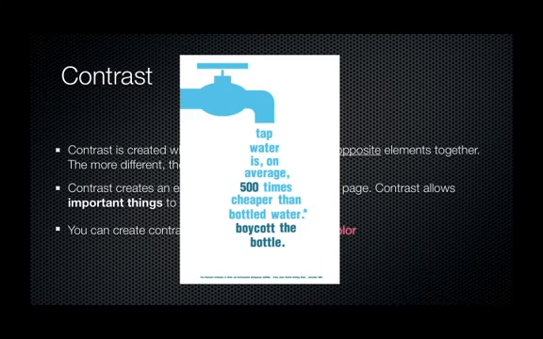Let's look at some other examples. Here is an advertisement. Pretty simple. Tap water is, on average, 500 times cheaper than bottled water. Boycott the bottle. But if you were just to glance at this for 1 second, the first thing your eye goes to is boycott the bottle at the very bottom. They're using contrast in color to make our eye go to the most important point they're trying to make in this advertisement.